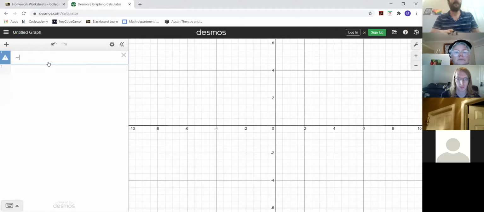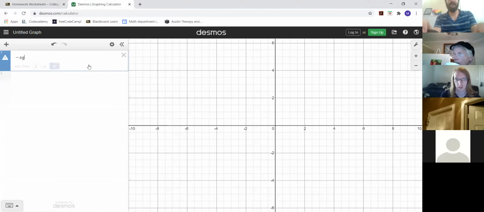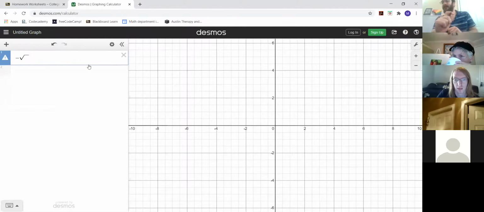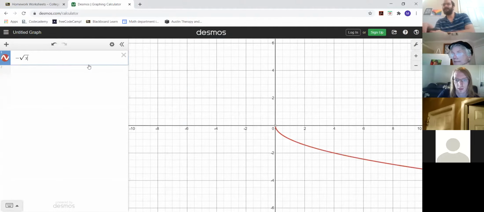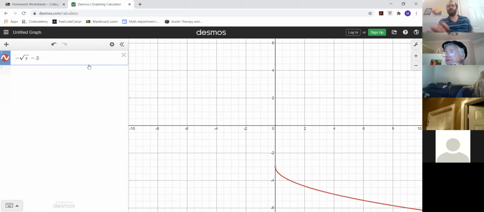So if I want to do this, and I've got to do negative square root, so maybe I've got to know what square root is. If I do SQRT, I think is what it is, it brings it up. So if I do a negative x, I have to make sure I'm outside of my square root. Does that look like the picture we had?